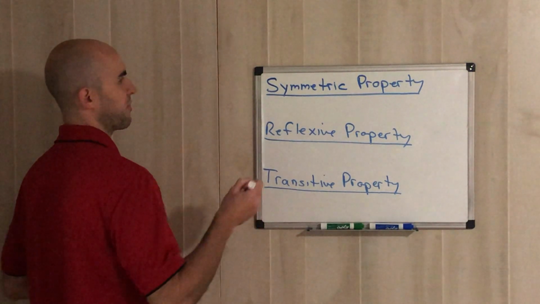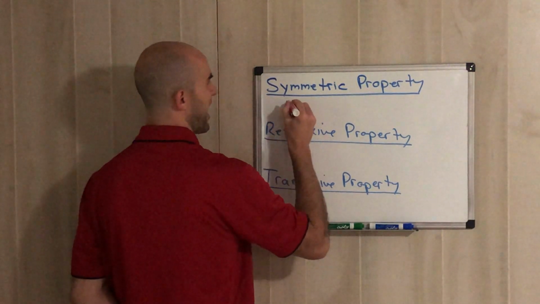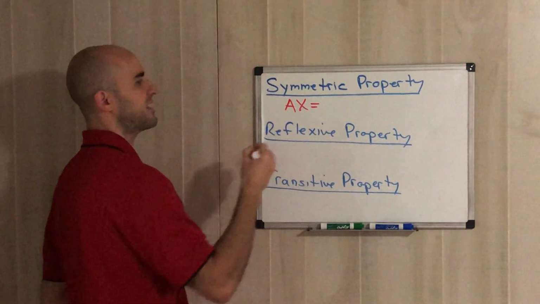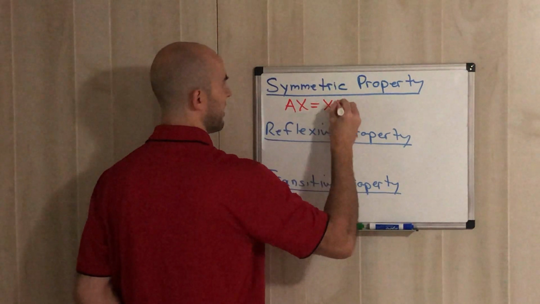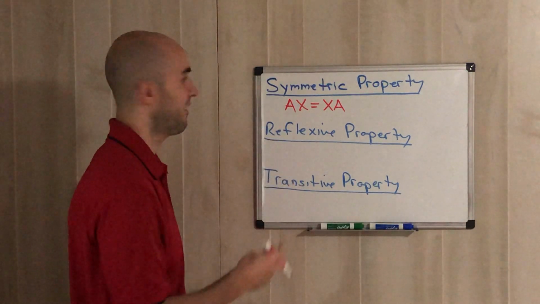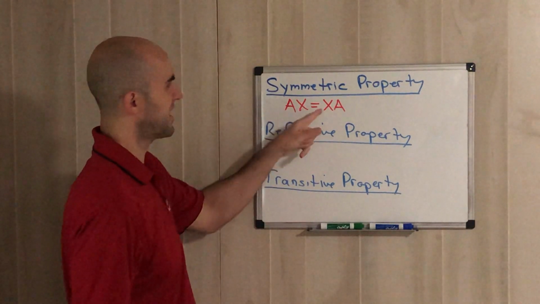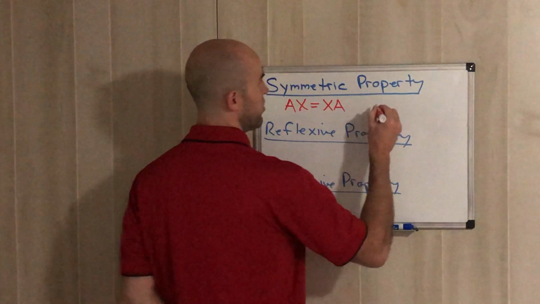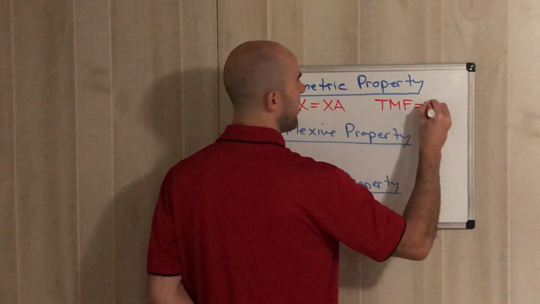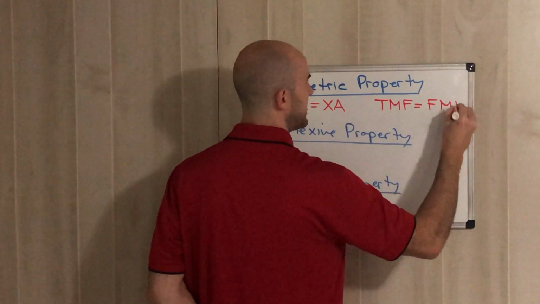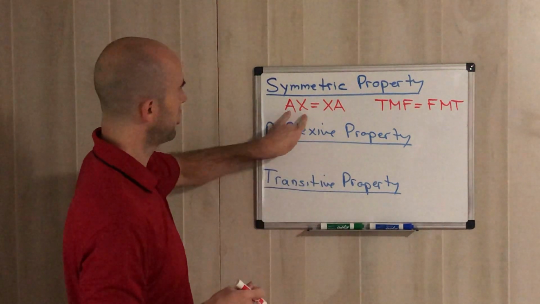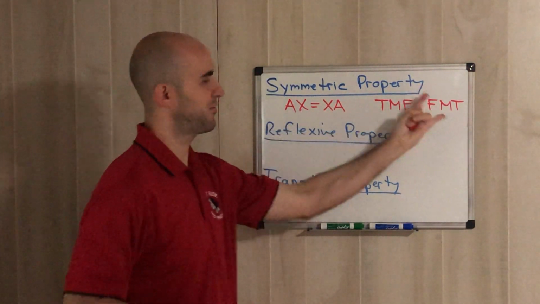So for the symmetric property, let's say that I were to have AX. What the symmetric property says is that AX is going to become XA, right? All the symmetric property is, it's the same thing, but you just flip them around. So if you have AX, it becomes XA. If you were to have, let's say, TMF, it would become FMT. That's what that property is. Symmetric property, it's the exact same thing, you just flip them around.